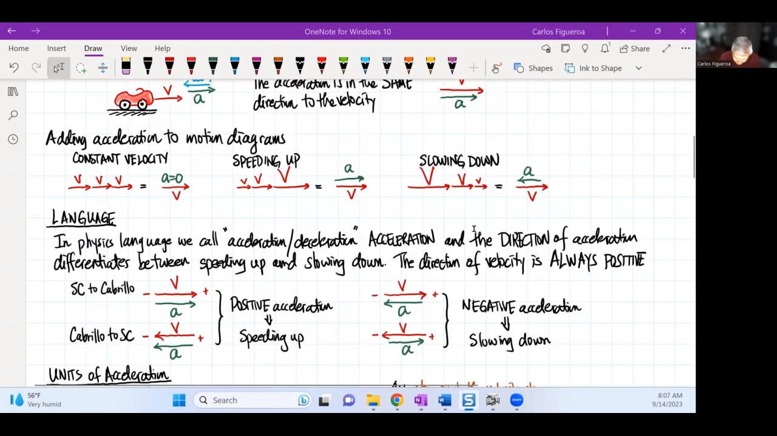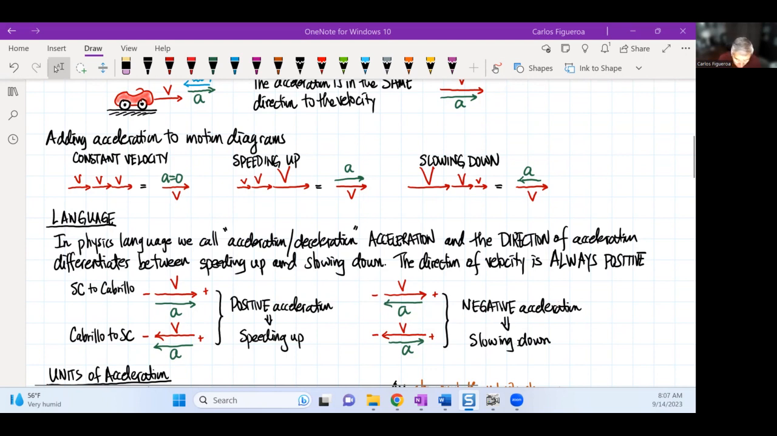On the other hand, if I have velocity going to the right and acceleration going to the left, so by definition, I could see here is that the acceleration points in the negative direction, so we call that negative acceleration.